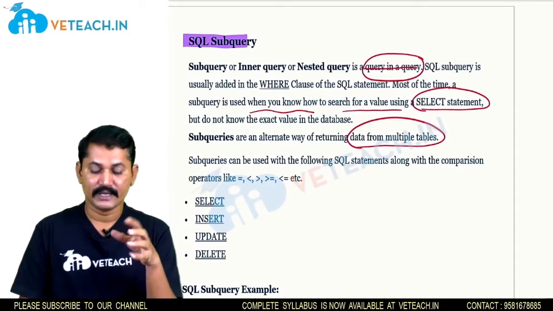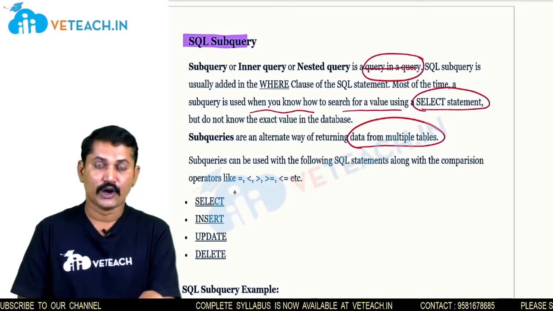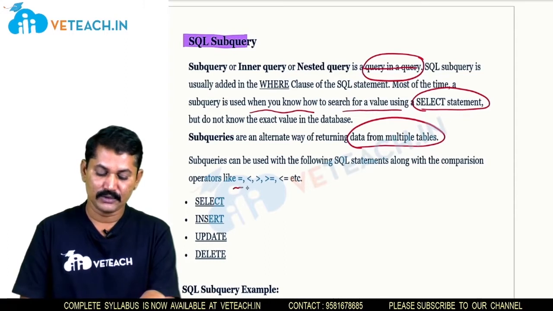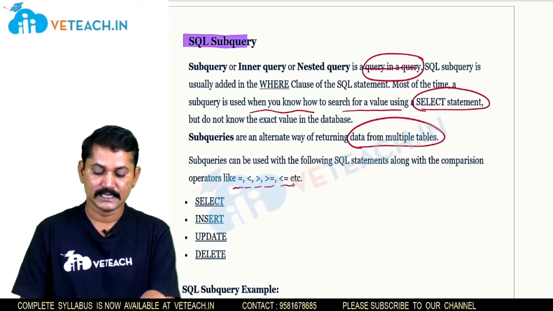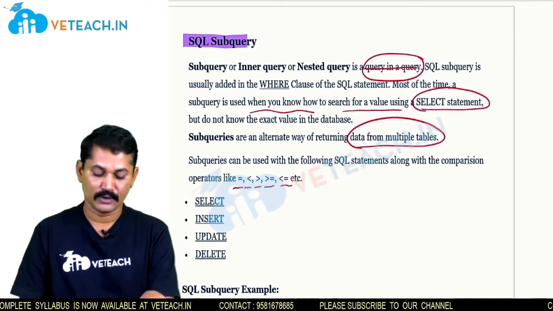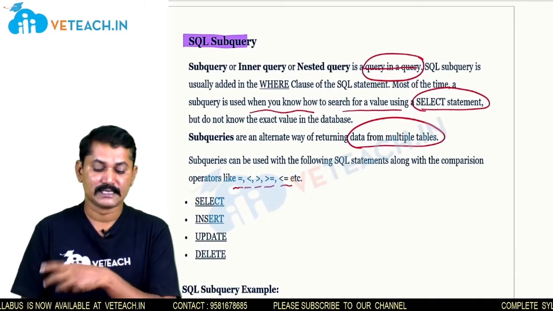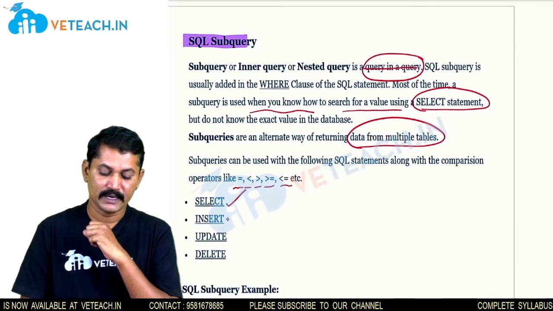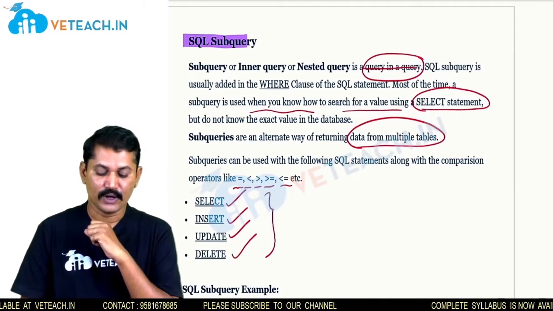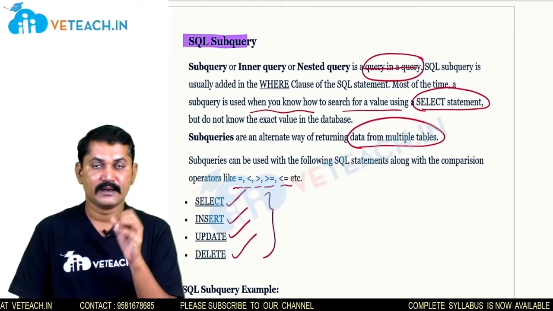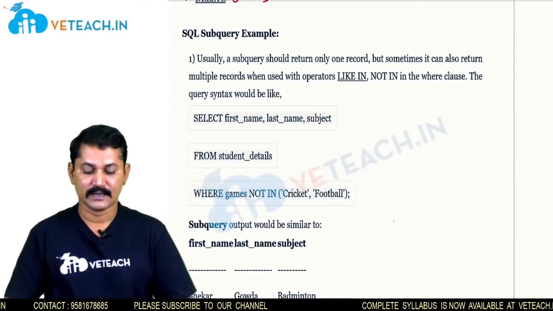In subqueries, we can check different conditions through the where clause with operators such as equal to, less than, greater than or equal to, less than or equal to, and so on. For what types of queries can we write subqueries? For the select statement, insert statement, update statement, and delete statement. For all these four, we can write subqueries. See the examples.